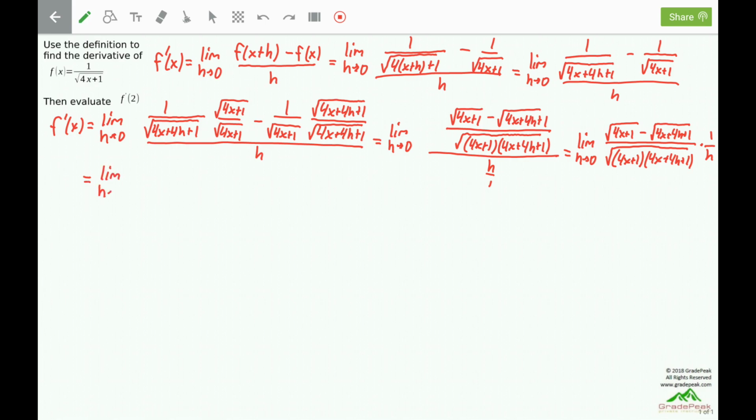So that will give us limit as h goes to 0 of the numerator, 4x plus 1 minus the 4x plus 4h plus 1, each of those under roots, over the denominator will be the multiplication of h times the root, so I will just write the h in the front. It's not under a root, and it will not end up under the root with the others.